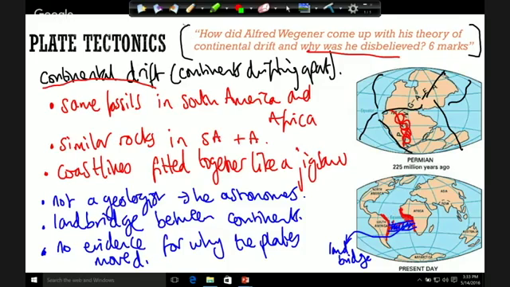Okay, so bear in mind a 6-marker on Alfred Wegener and tectonic plate theory, because you do have several things that you can write about it. Whenever this is included, it is often 3 or 4 marks anyway, but they could put it into a 6-marker context like that as well.